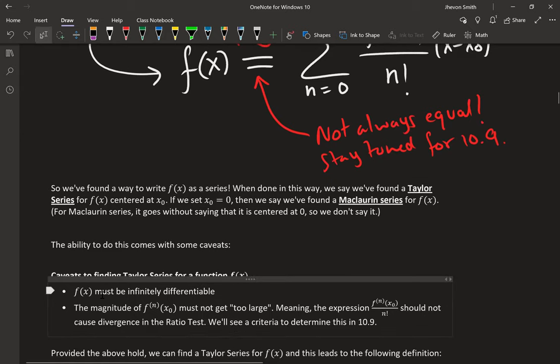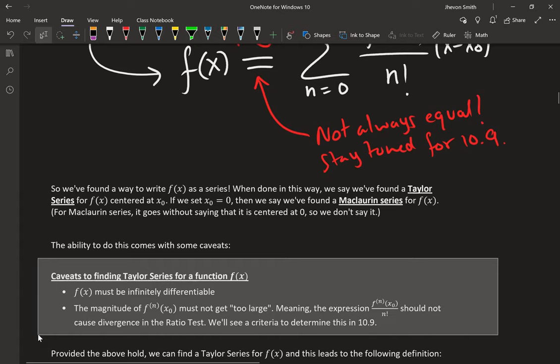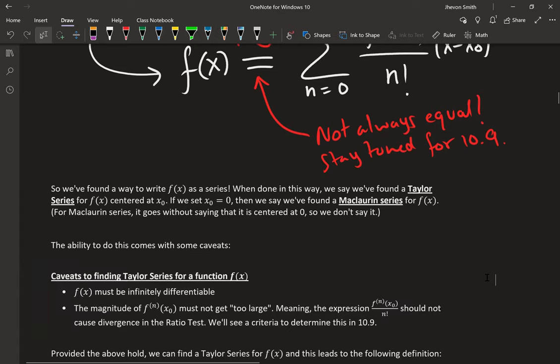So, one, f must be infinitely differentiable, and two, the nth derivative over n factorial should not get so big that you diverge for all but one point when you throw it in the ratio test. Those are two things that make it possible to find the Taylor series. As for how useful that series is, and whether or not you can use it to replace a function like we were doing earlier, that's a whole other consideration. So this is a necessary but not sufficient condition to be able to find a Taylor series, or at least a useful Taylor series.